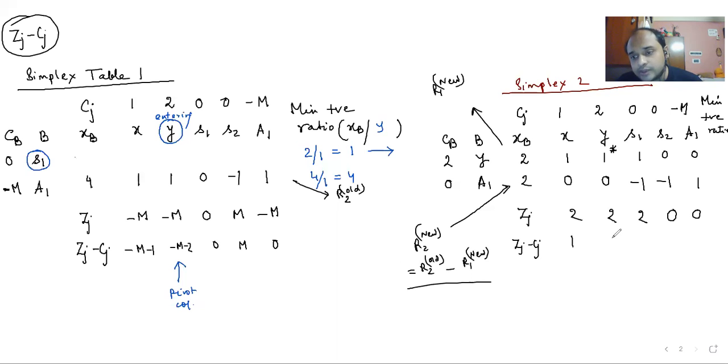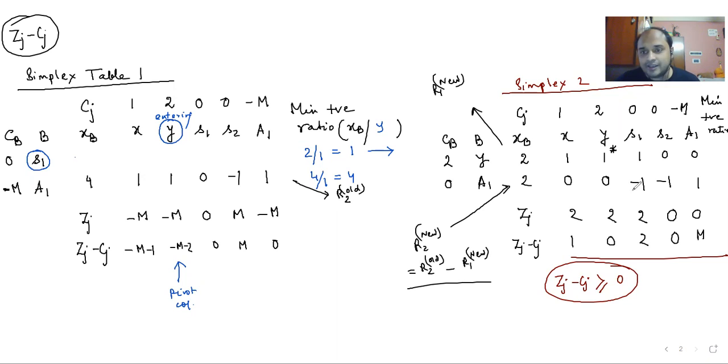2 minus 2, that is 0. 2 minus 0, that is 2. 0 minus 0, that is 0. 0 minus minus M, that is plus M, and voila. So you see that in this particular row, all the elements of Zj minus Cj are positive. So this simplex table 2 is my optimal table.